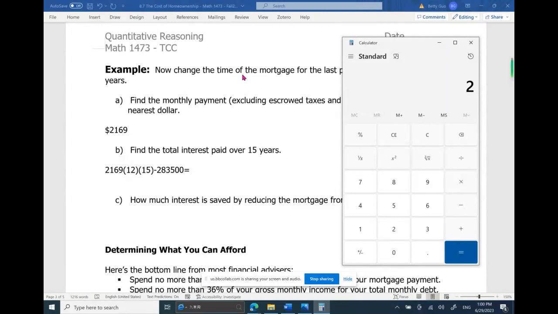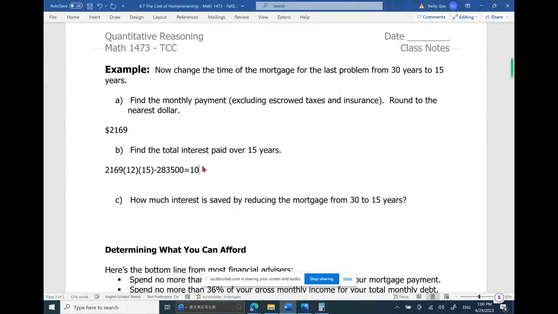So let's multiply 2,169 by 180, and then minus 283,500. The difference is shy of 110 grand. So 106,920.